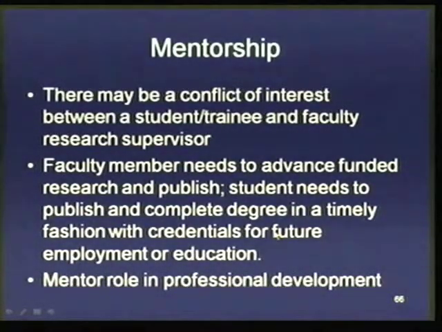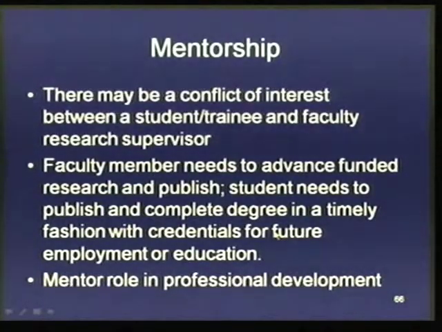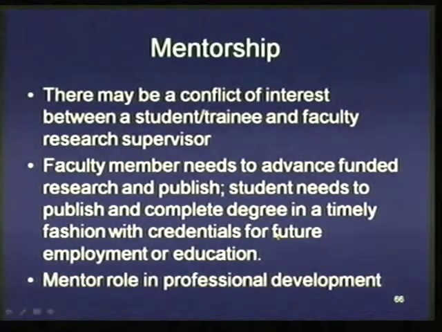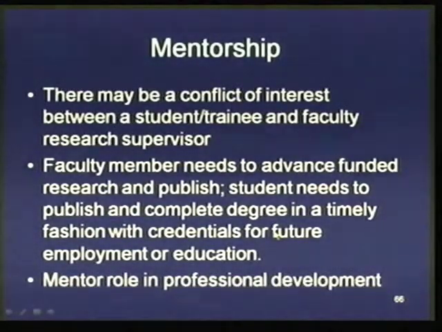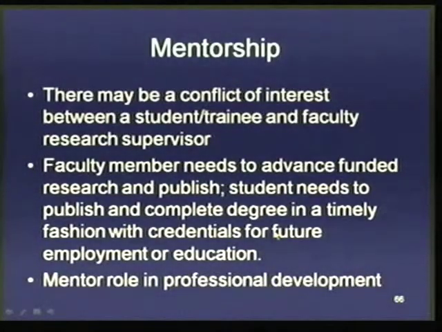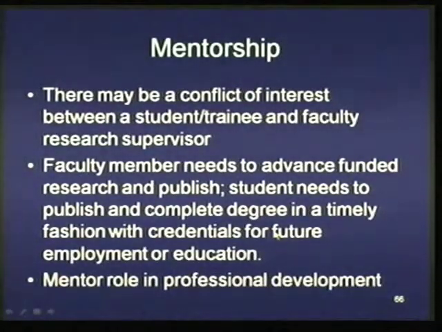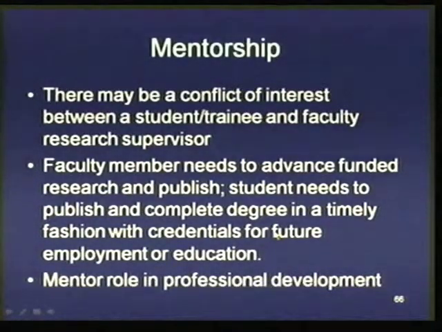We both want to get papers out. We want to get grants funded. I, as a faculty member, want to document that I've produced a whole bunch of PhDs. My PhDs want to get their PhDs and go on to prestigious postdoctoral fellowships and permanent appointments. I want them to do that also. But there's also sometimes a conflict of interest.